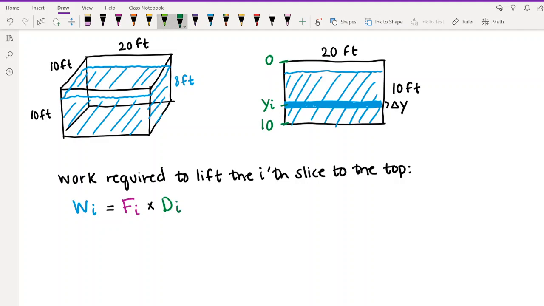So let's focus first on the force. The force is going to be equal to the weight of this slice of water, because like with the last problem, that's really what we're talking about when we're talking about a force here.